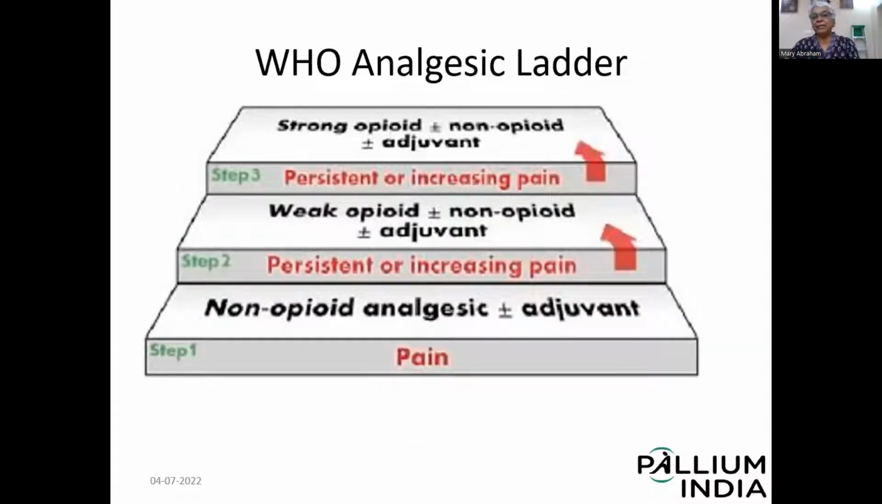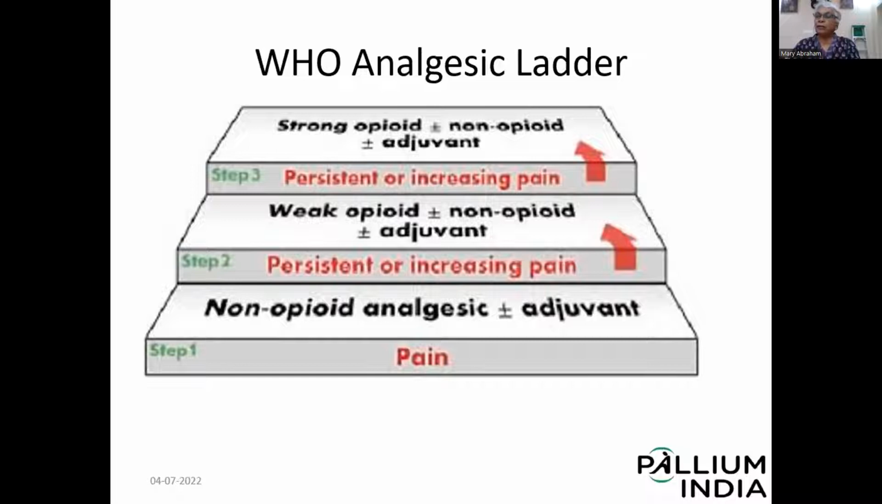In the ladder, it's basically a 3-step ladder. Step 1 is for mild pain, where the NRS score is less than 4 or maximum 5. For pain of that intensity, you use a non-opioid analgesic with or without an adjuvant. If the pain is not controlled with this drug, or if the NRS is more than 5, say 5 to 7, then you characterize it as moderate pain, in which case you add a weak opioid to the existing regime of a non-opioid analgesic with or without an adjuvant.